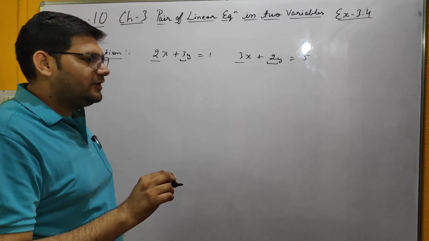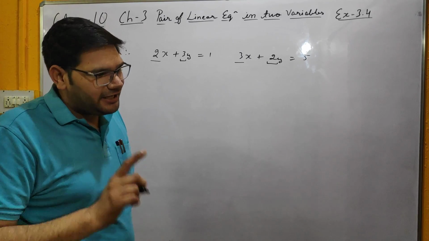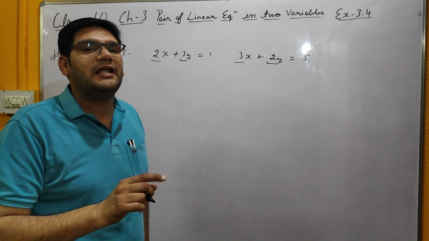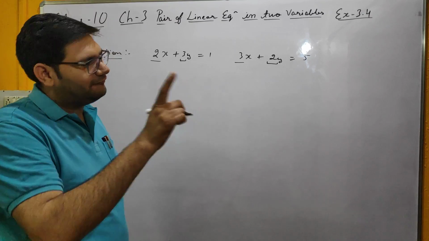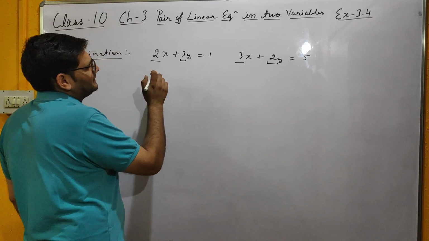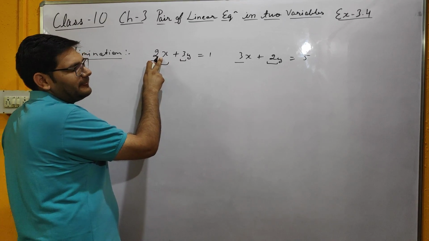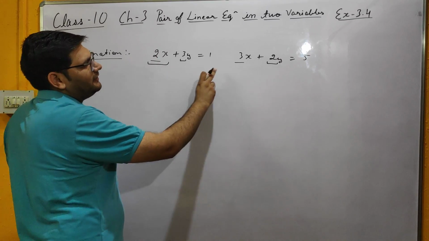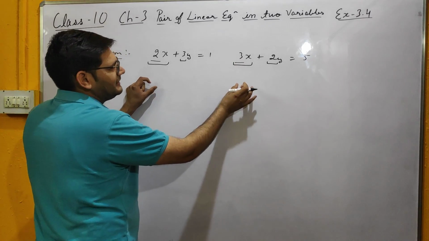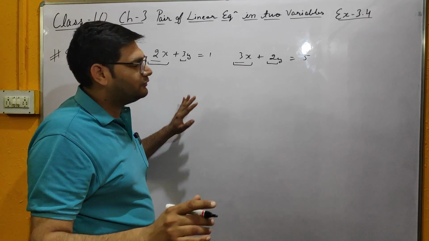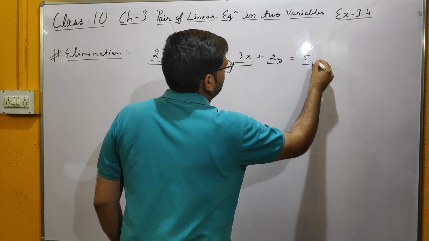So if they are equal, then we will skip this step which I am going to tell you. And if they are not equal, then you need to make equal only one of them, either x or y. So let's take x. If I multiply 3 in it, it will become 6. And if I multiply 2 in it, it will become 6. So 6x and 6x will get the same value. Now see how. This is equation number 1. This is equation number 2.